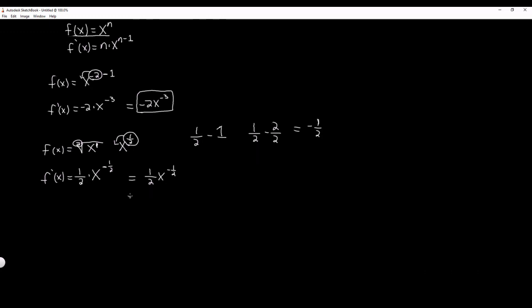So this would be equal to 1/2 times 1 over x to the 1/2 power, and x to the 1/2, as we've seen back here, is the same thing as the square root of x. So this is going to be equal to 1 divided by 2 times the square root of x, and this is the derivative of the square root of x.